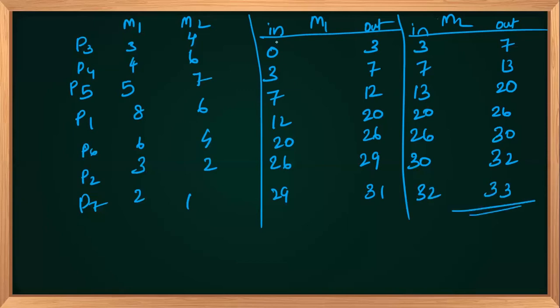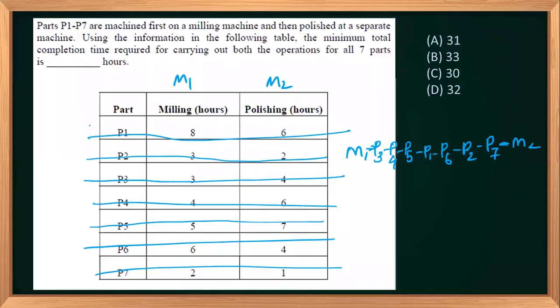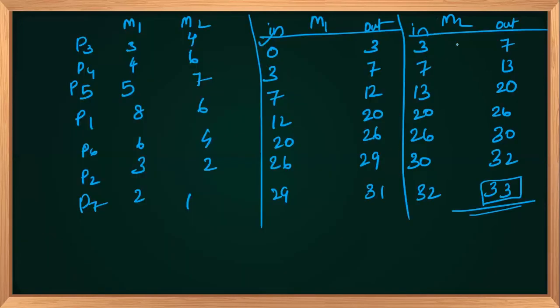So if my machine starts at 0, I can complete all the operations with the minimum possible time only by 33 hours, right? So the answer to this question will be 33 hours. So 33 will be the answer, right? I hope you understand this question.